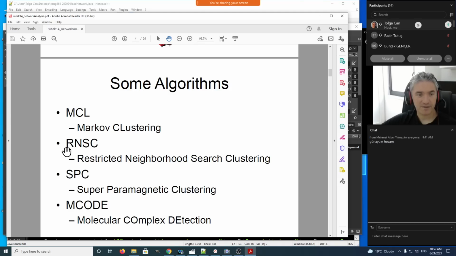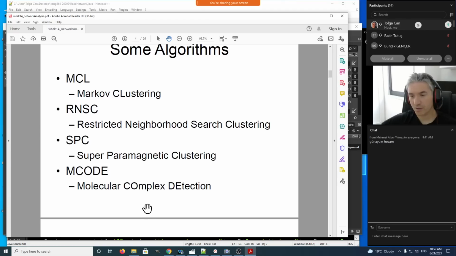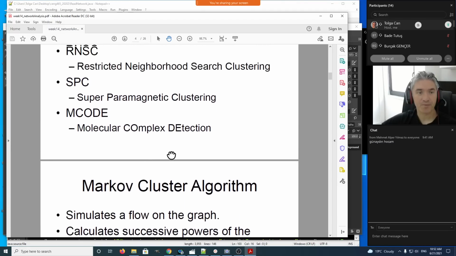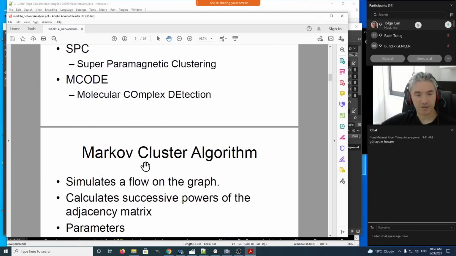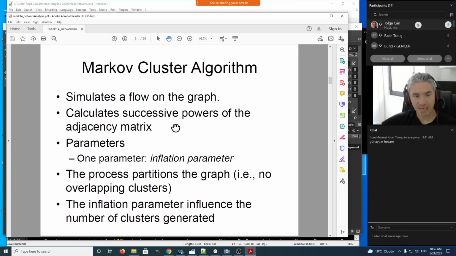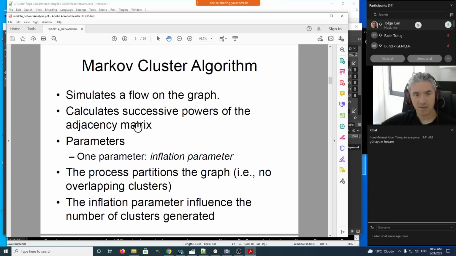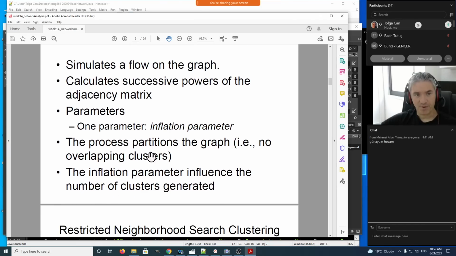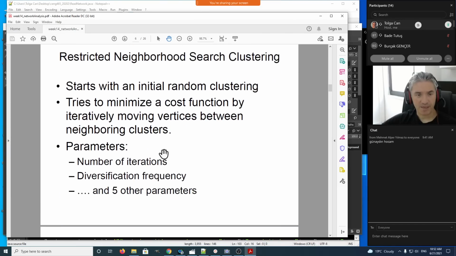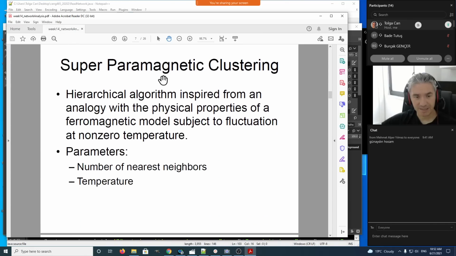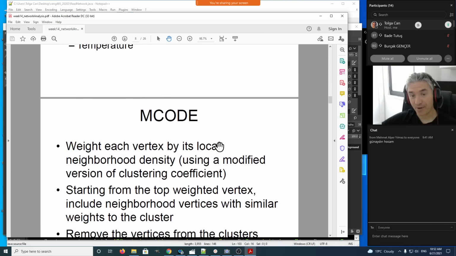There are other methods, the restricted neighborhood search clustering, super-paramagnetic clustering, these different methods, and we're going to talk in detail about MCODE, molecular complex detection. So I already talked about MCL, which takes successive powers of the adjacency matrix. I'm skipping these. You're not responsible for the details of this. You don't need to memorize this RNSC or SPC. Now let's talk about MCODE.